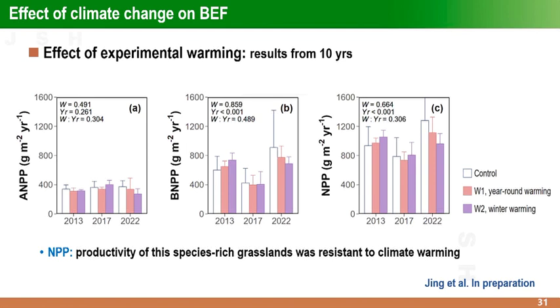And also for the 10 years, we found that for the above ground productivity, below ground productivity, and also the total NPP productivity, there's no big change. It seems that this species-rich grassland is resistant to this climate change, they are resilient to this climate change.